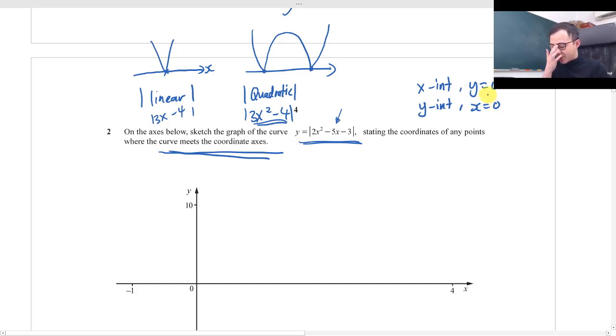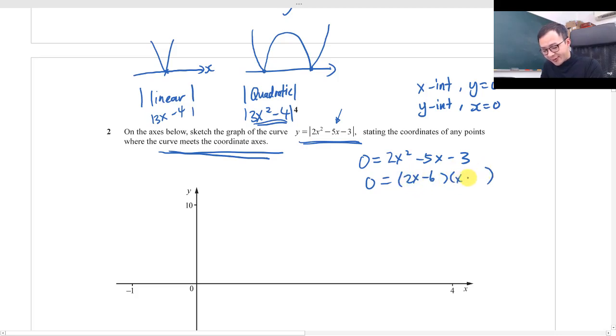So the easiest way is I make y equal to 0 first. Then the modulus moves to the other side, it just becomes 0. So I can just factorize this thing quickly. This is 2x minus 6, I guess, x plus... let me see. We have 3, right? 3 should be 3 and 1, minus plus. So x is negative 1 over 2 and x equals 3.